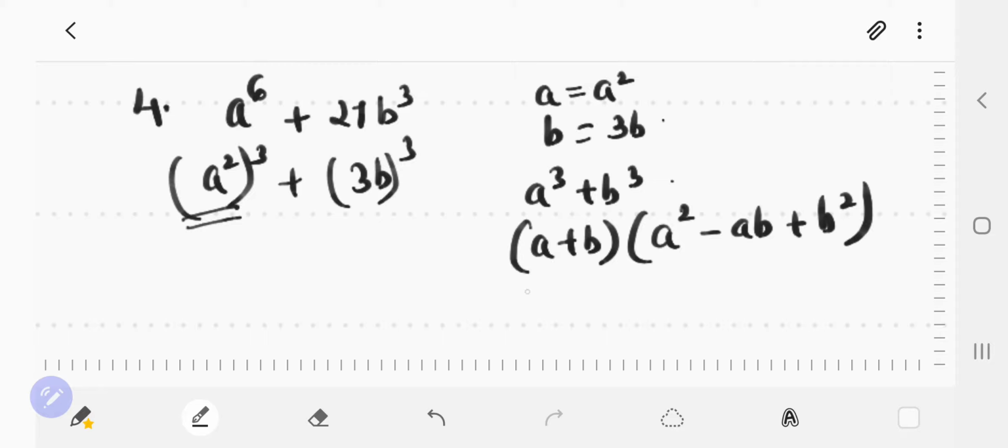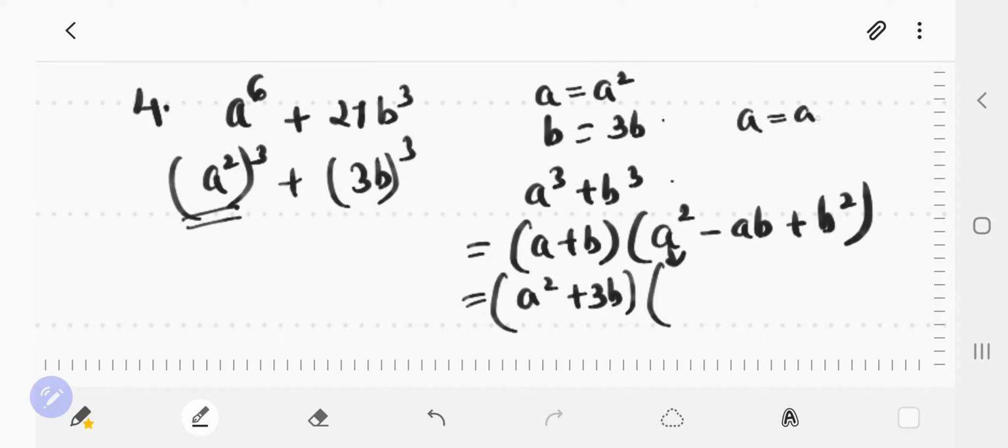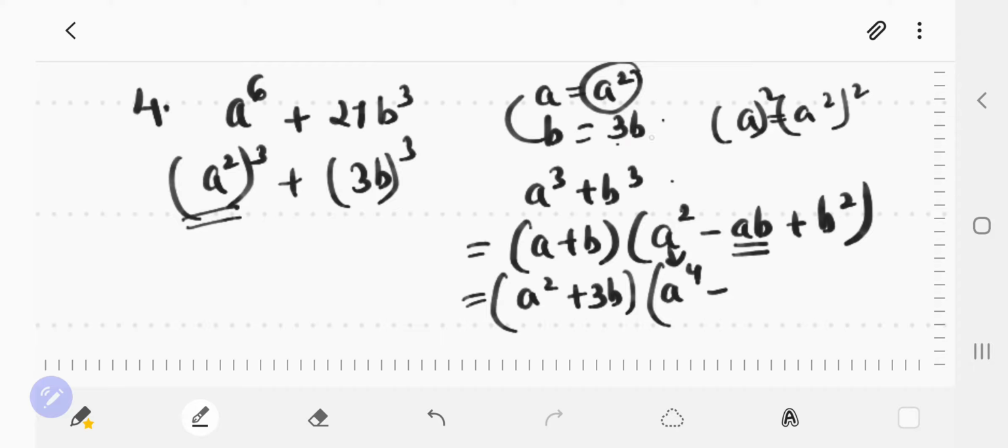Okay. a and b, what are a and b? a is a square and b is 3b. So I'll put it here. a square, so a is already a square, and its square will be a to the power 4. ab means a square into 3b, 3a square b, plus b square means the square of 3b, that will be 9b square. Clear? So that's your answer.